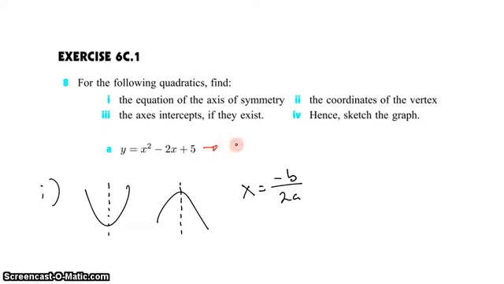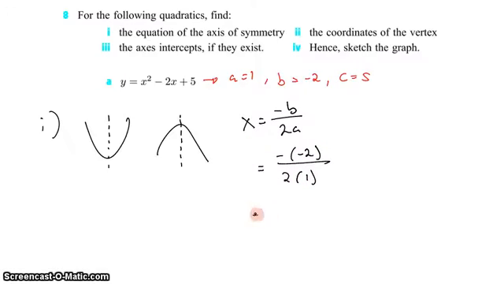So from here, I can say that a is equal to 1, b is equal to negative 2, and c is equal to 5, which tells me that the equation of the axis of symmetry is going to be negative negative 2 on 2 times 1. Negative negative 2 is positive 2, divided by 2 is just 1. So that's my axis of symmetry.